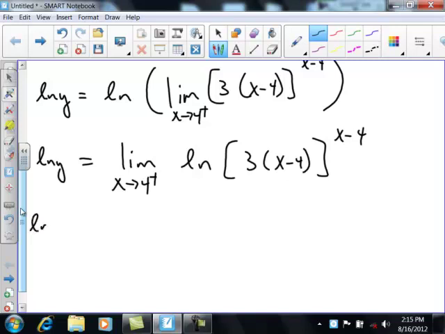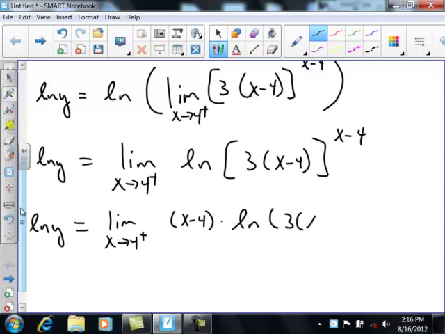Okay, so I get the natural log of y is equal to the limit as x approaches 4 from the right of x minus 4 times the natural log of 3 times x minus 4. Now, that helps me quite a bit to get that variable expression out of the exponent there. Now, I still have to make it fit something that's L'Hopital's rule.